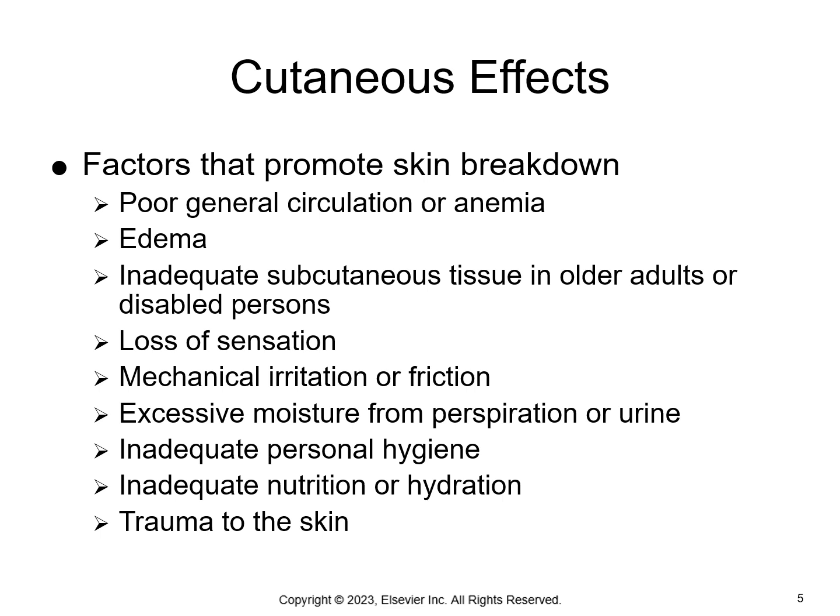Other factors that lead to skin breakdown are bad circulation or anemia or edema or inadequate subcutaneous tissue in older adults or disabled people, a loss of sensation, a mechanical irritation or friction. This is like if there's something as simple as wrinkles in the sheets. I've seen the ties on hospital gowns cause bed sores, and the IV tubing cause blisters and skin breakdown. Excessive moisture from sweating or urine, poor hygiene, poor nutrition or hydration, and trauma to the skin.